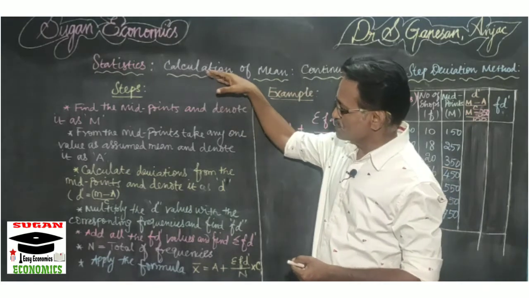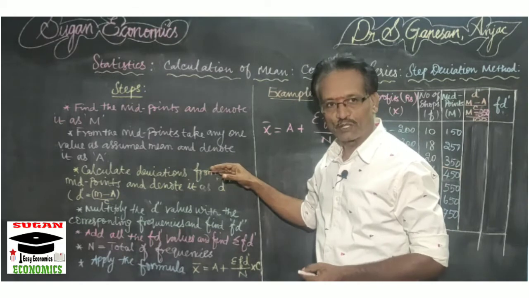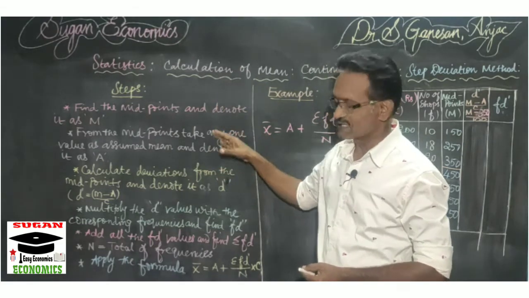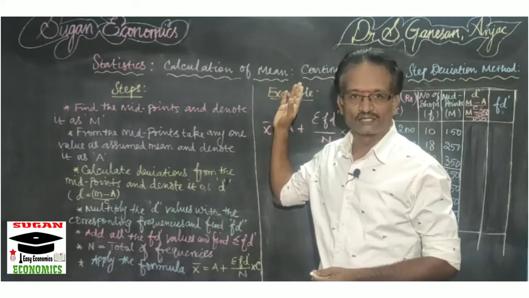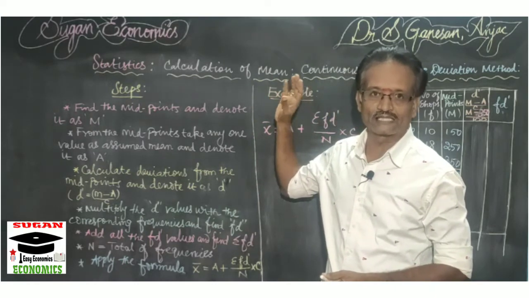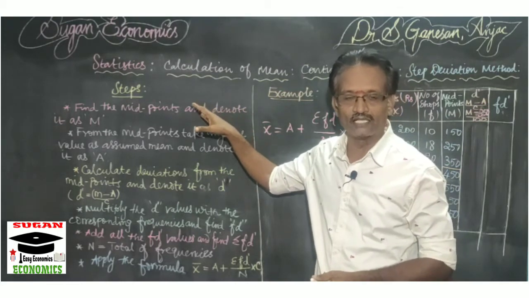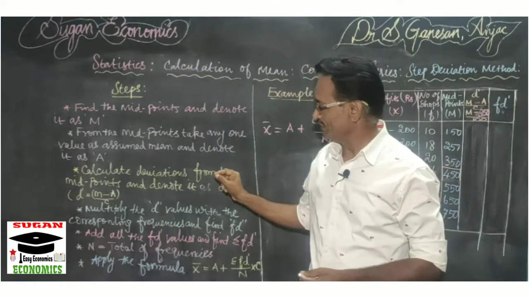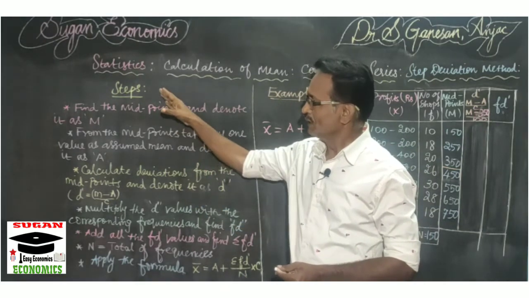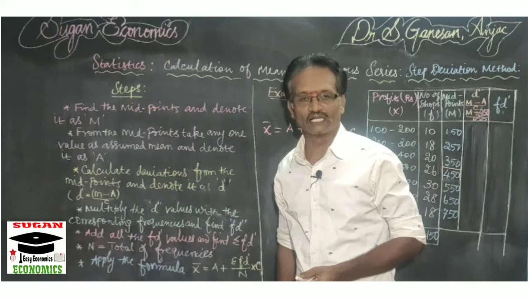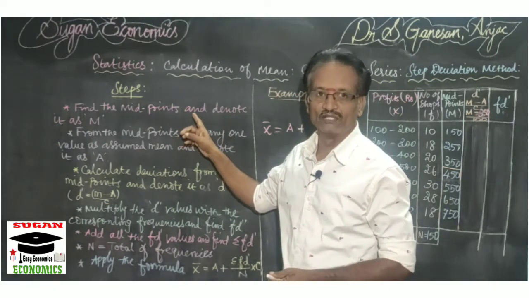Here, only one step we have to modify, but all other steps are one and the same as I explained for the shortcut method. So what are the steps we followed under the shortcut method? The same steps we follow under the step deviation method with some slight modification. So first we understand what the steps involved in the calculation of arithmetic mean for continuous series with the help of the step deviation method are.